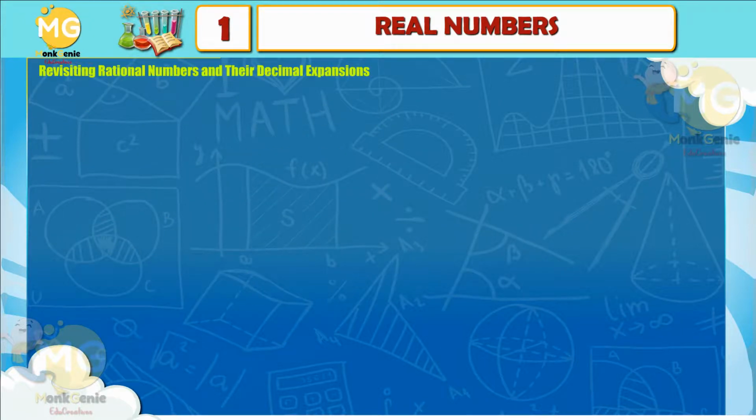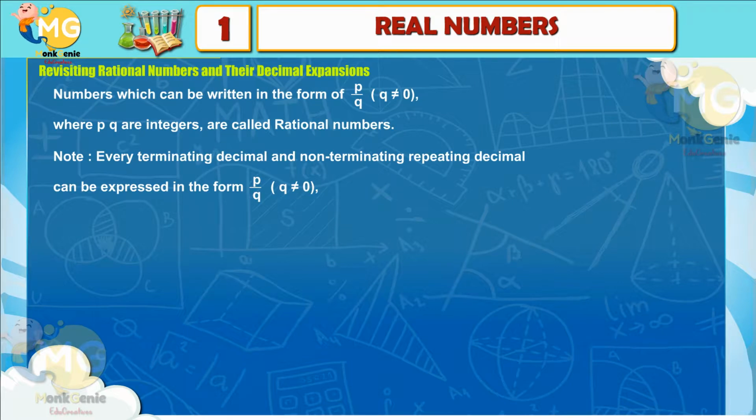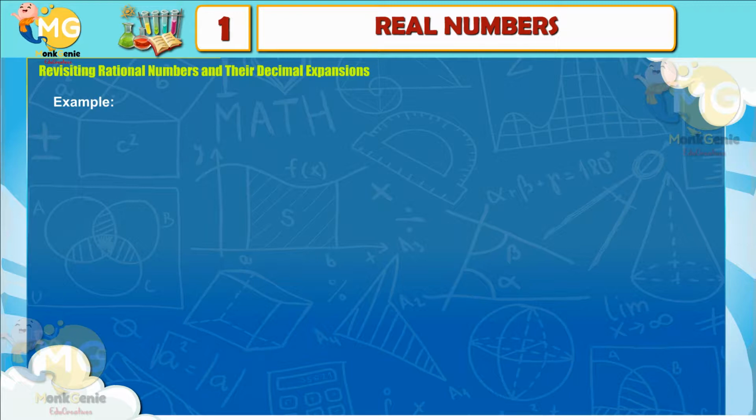Revisiting rational numbers and their decimal expansions. Numbers which can be written in the form of p upon q, q not equal to 0, where p, q are integers, are called rational numbers. Note, every terminating decimal and non-terminating repeating decimal can be expressed in the form p upon q, q not equal to 0. Example 1. 0.27 is equal to 27 upon 100 is equal to 27 upon 2 square multiplied by 5 square.